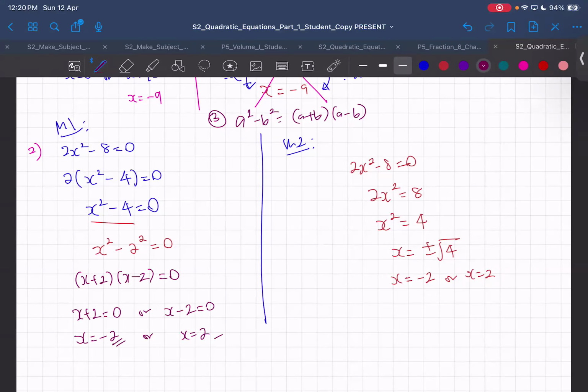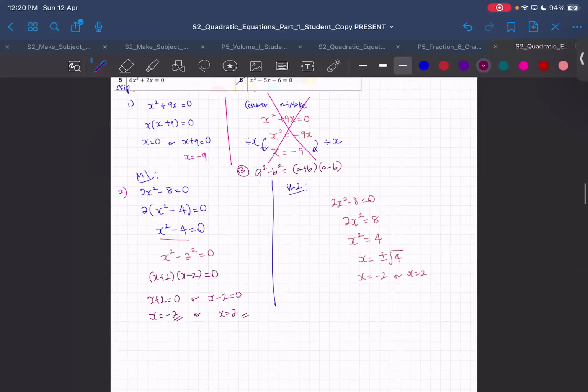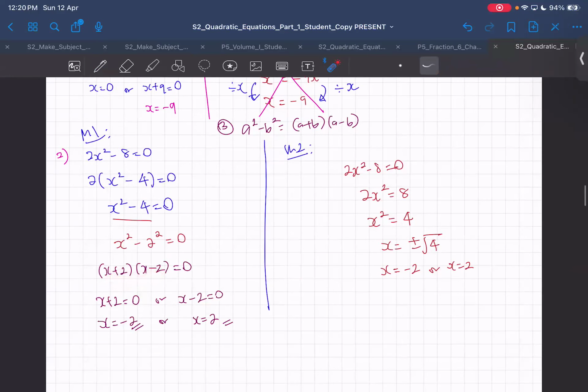You realize you will also get the two same answers. Okay? So method 1 and method 2. You all choose which one you all prefer. 1 or 2? Method 1 is using the special identities. Method 2 is bringing over to the right side.